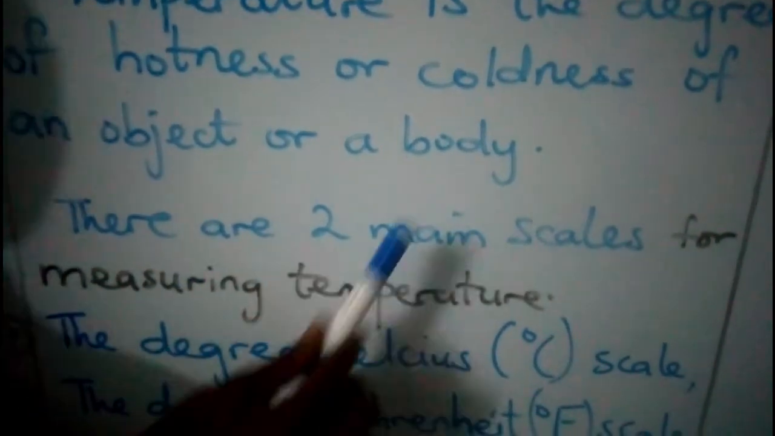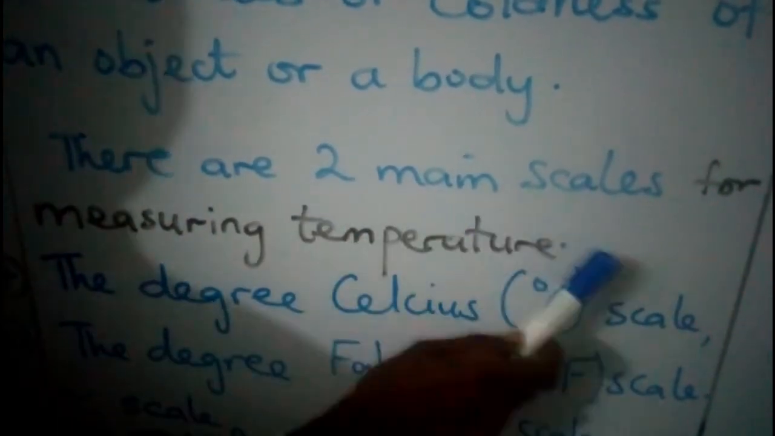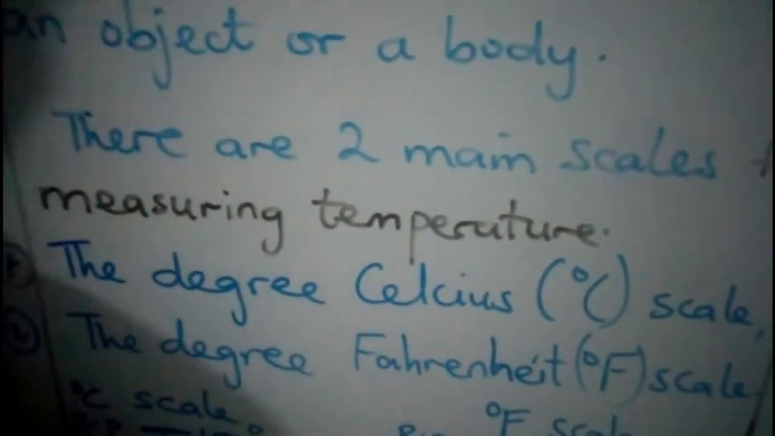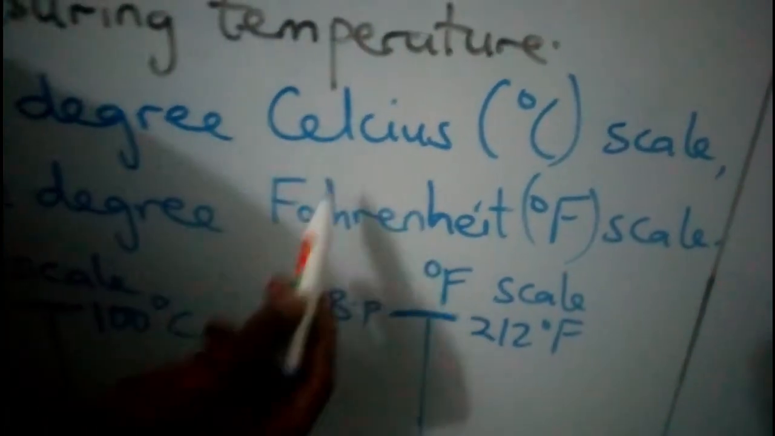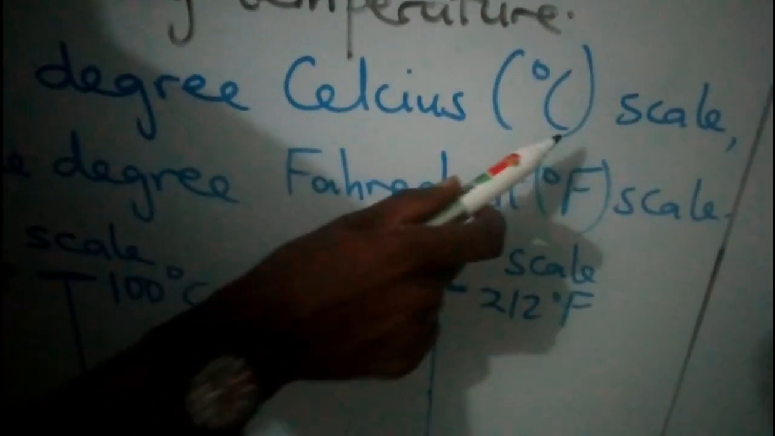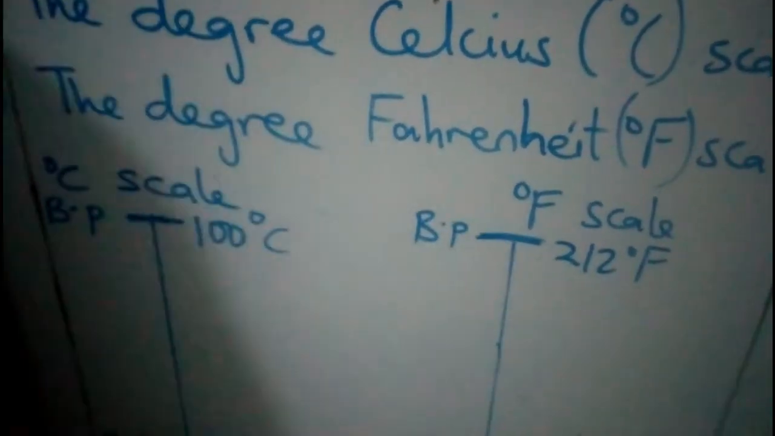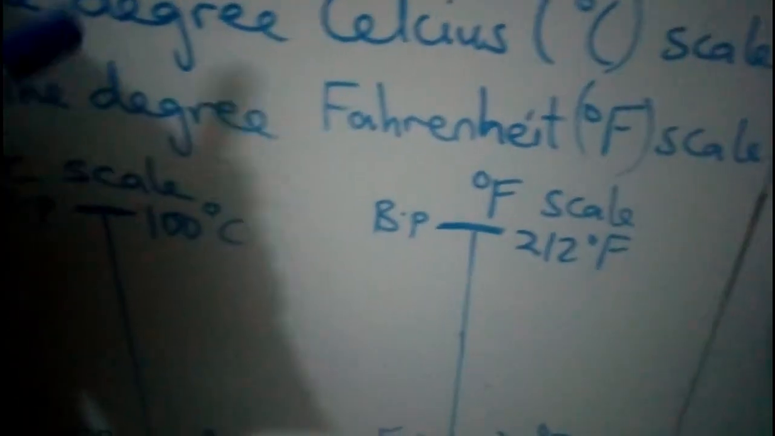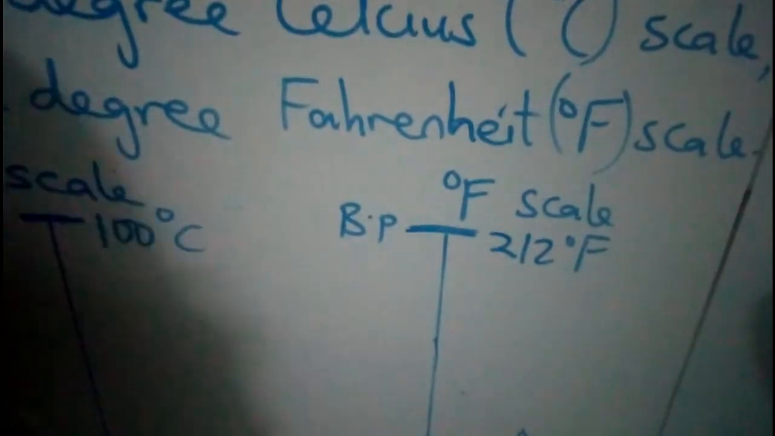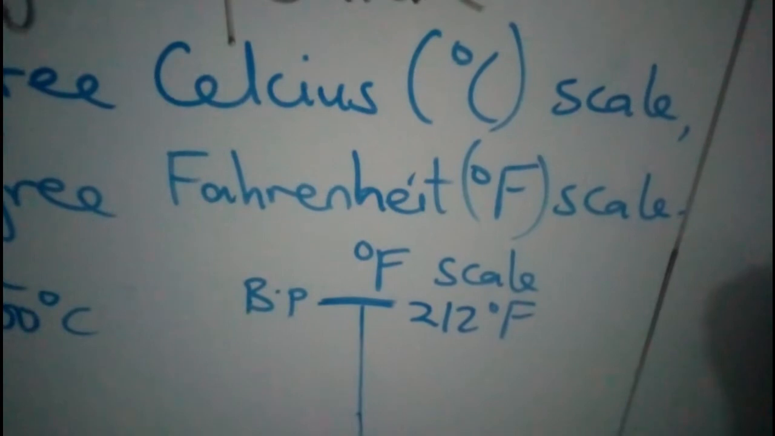Okay, there are two main scales for measuring temperature. The first scale is called the degree Celsius scale. You can see the symbol in bracket here, degree, of course, and capital C represents Celsius. So that's the first main scale for measuring temperature. And the second main scale is the degree Fahrenheit scale. The symbol is degree and capital F. That represents degree Fahrenheit in temperature, okay?